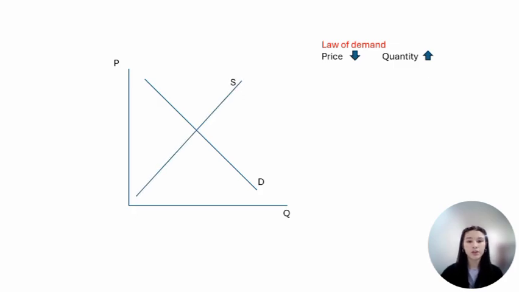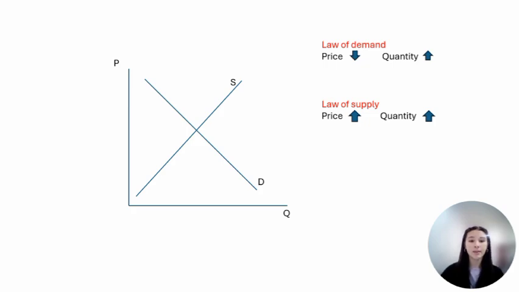Okay, let's move to the supply. Supply shows how much producers are willing to sell at different prices. The supply curve slopes upward, which means when the price is higher, the quantity also is higher, because the higher prices motivate producers to produce more.